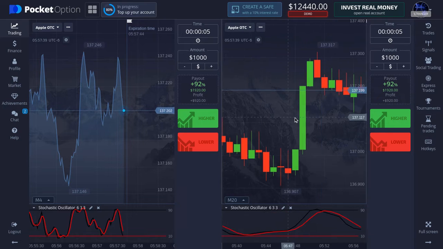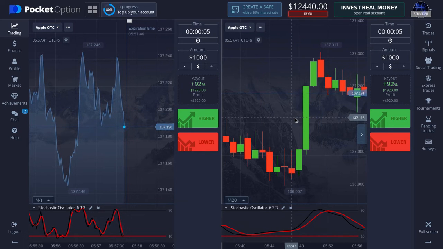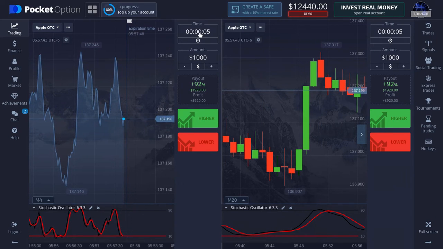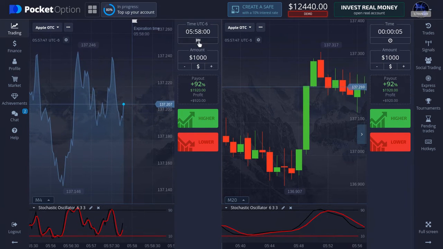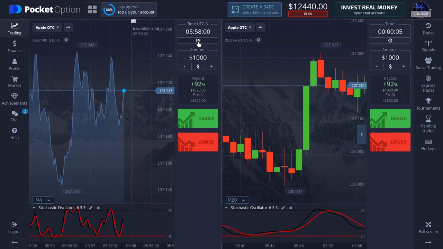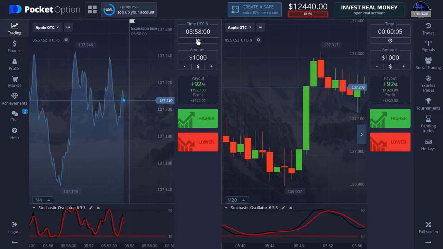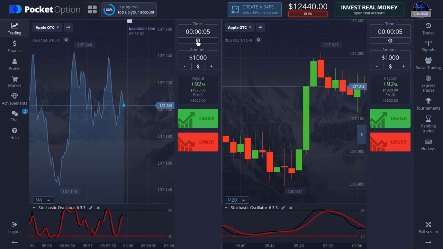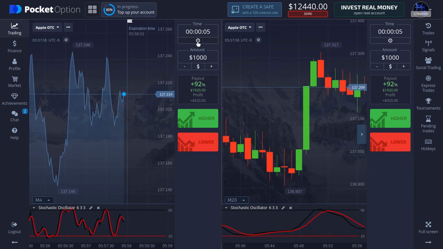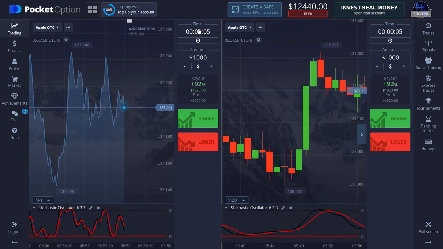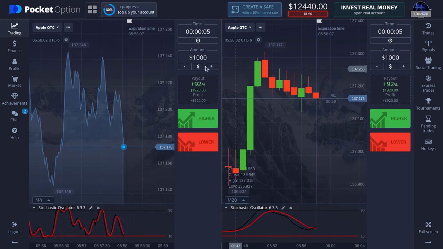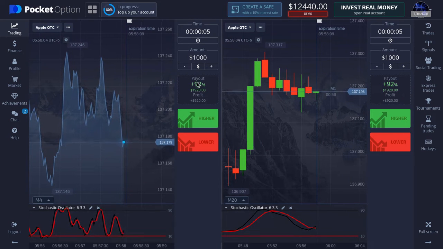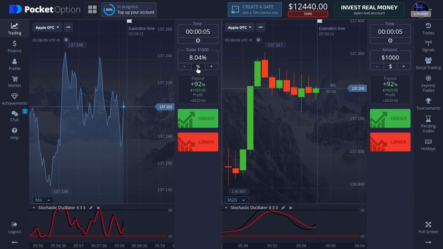Now, when you're trading, I'm doing 5-second trades, so up here, just make sure you don't see this little flag. This is digital trading. It's not quick trading. You want to have this little, I guess it looks like a little clock. 5 seconds, right? And then, whatever percentage or whatever you're planning on trading.